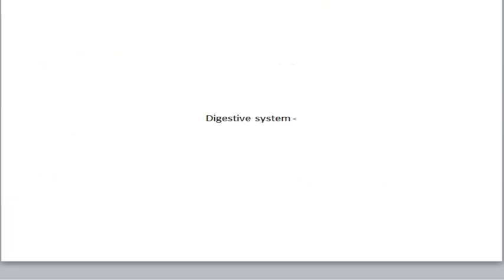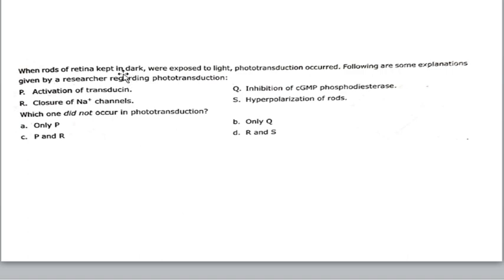Here you can see, first is the activation of transducin. When the retina kept in the dark is exposed to light, ultimately the transducin will be active. They are asking which one did not occur. First I will explain what things will occur. The transducin protein will be active. Next, inhibition of cyclic GMP phosphodiesterase? No, there is no inhibition. It will be in an activated mode. So activated transducin will activate the phosphodiesterase. Next, closure of Na plus ion channels: yes, the Na plus channels will be closed once the retina kept in the dark is exposed to light. Next, hyperpolarization of rods.